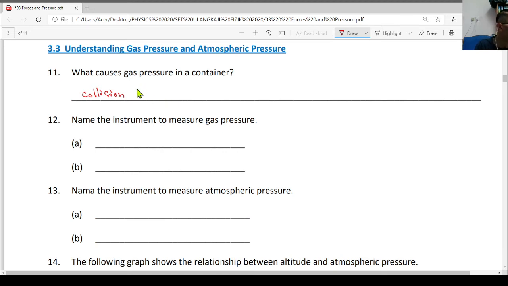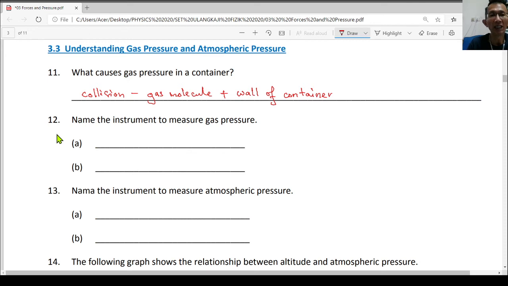Between the gas molecules with the wall of the container. So you write the answer in good sentences. Just simply write down the keyword here. It's collision between the gas molecules and the wall of the container. This gives rise to gas pressure.